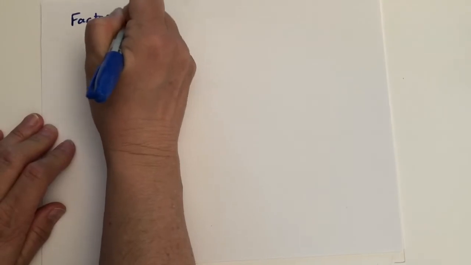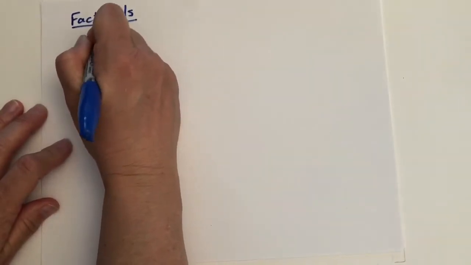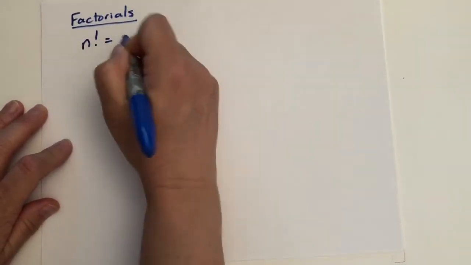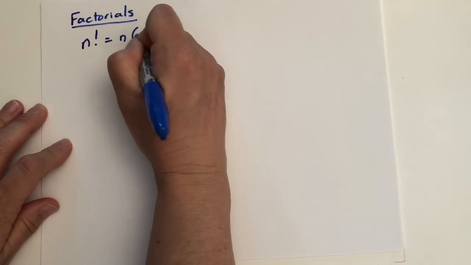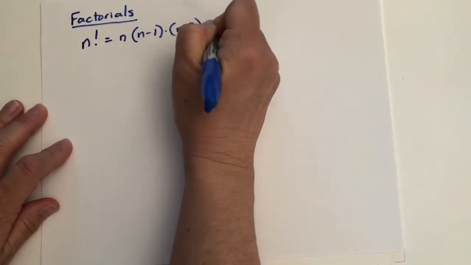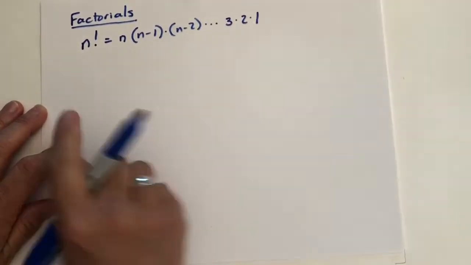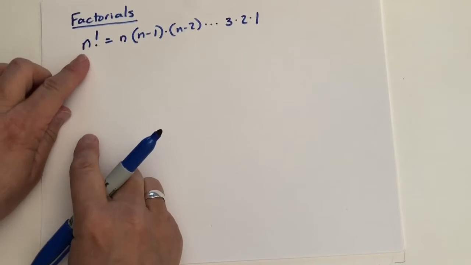And let me remind you of what that is, or tell you what it is in case you haven't seen it before. We define n factorial to be n times n minus 1 times n minus 2 times, and keep going until you get down to 1. And n can be any positive integer.